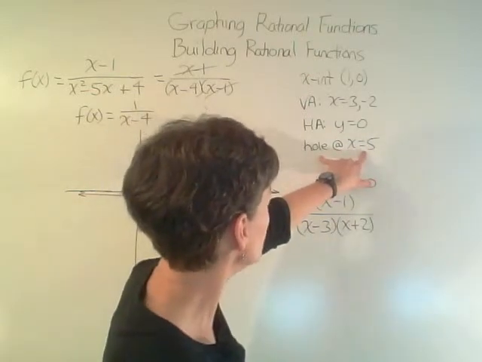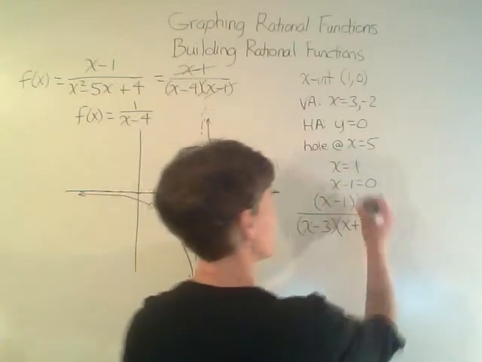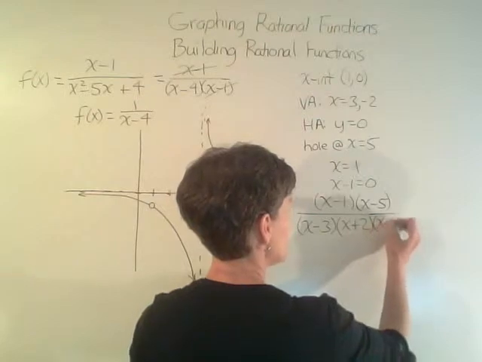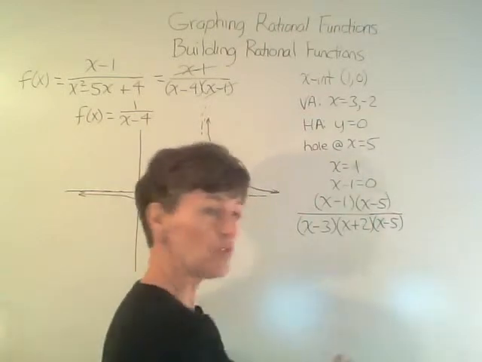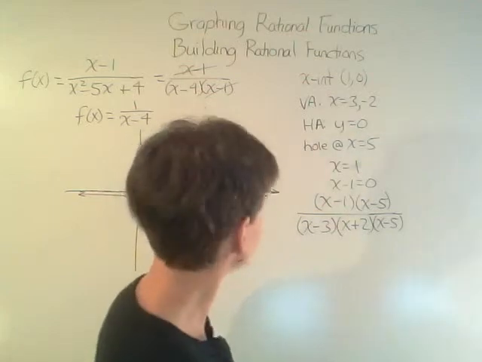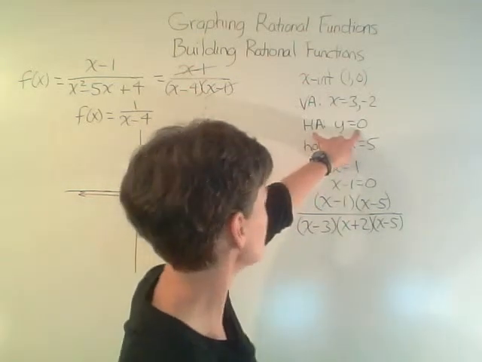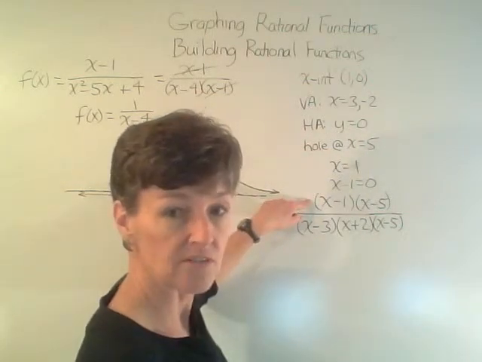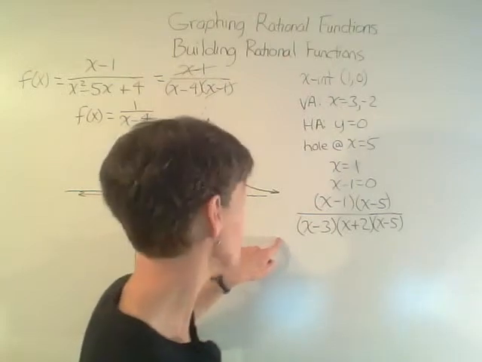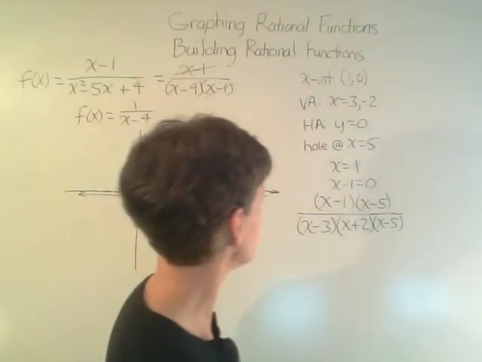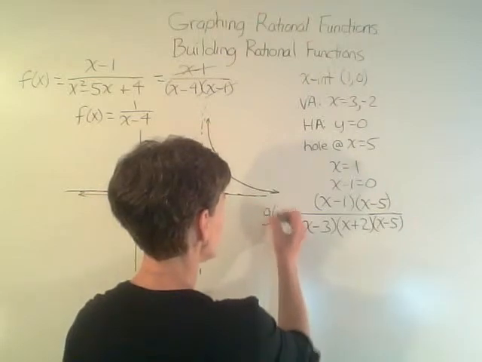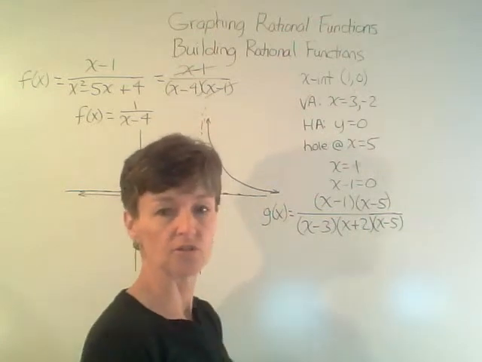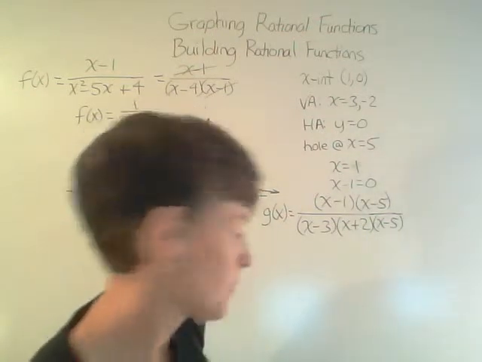Now, this hole at x equals 5 means that I have a factor in the numerator, x minus 5, and a factor in the denominator of x minus 5. That when I graph the function, I will cancel these out. And then we see that the horizontal asymptote is y equals 0. Well, that's true because the degree of the numerator is squared and the degree of the denominator is cubed. So the horizontal asymptote will be y equals 0. So I have just built a function that has these characteristics. Now, it isn't the only function with those characteristics, but it is the function that I have built here.